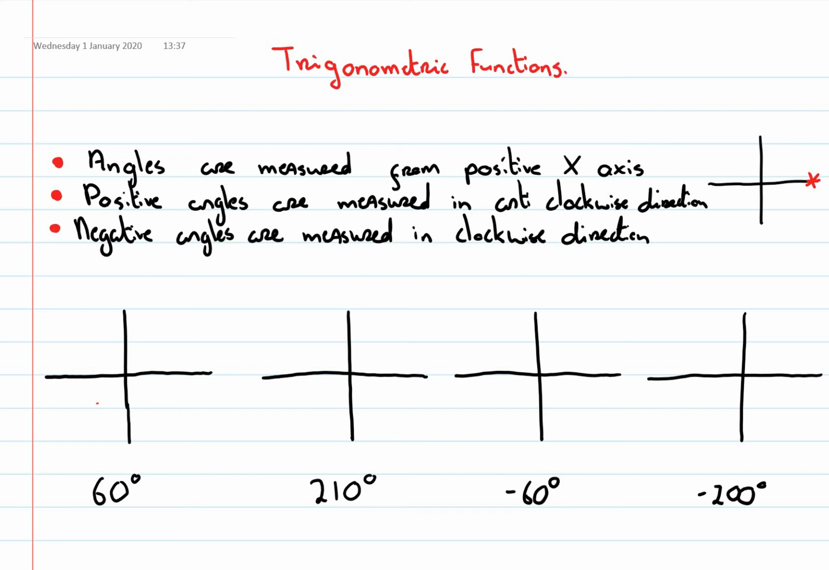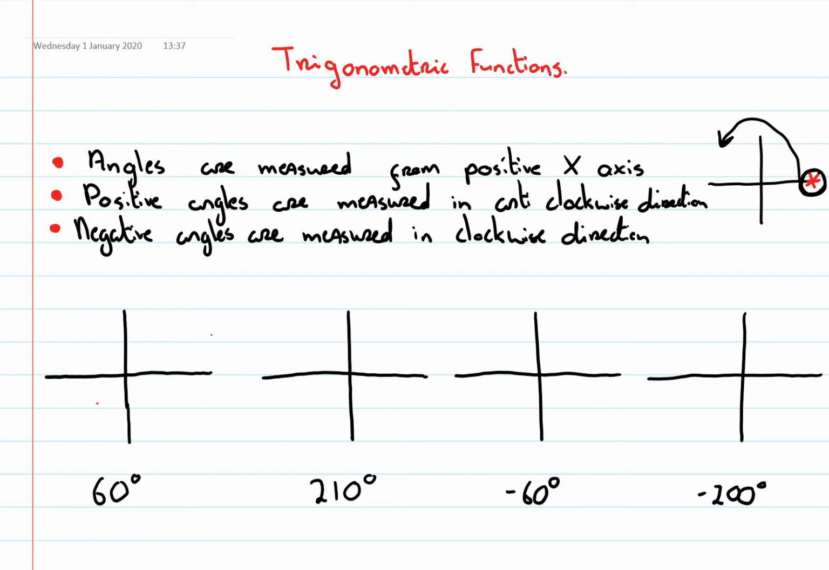In this video we're going to look at trigonometric functions. Just three things to note. One, angles are measured from the positive x-axis. So for instance, if I measure an angle, I will measure it from this point. Positive angles are measured in anti-clockwise direction. So anti-clockwise direction will be that direction.